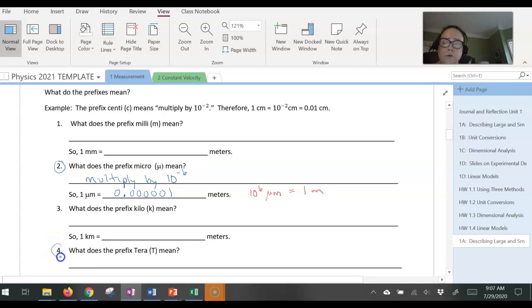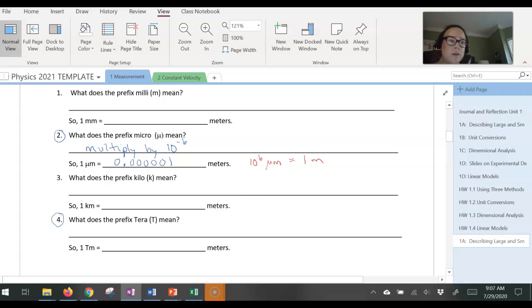Let's also do number 4 together. It asks about tera. What does the prefix tera mean? Well, tera is the prefix that's the furthest on the right. It's the largest prefix that we're learning, and so it means to multiply by 10 to the 12th. So 1 terameter equals 10 to the 12th meters, which is a 1 followed by 12 zeros.